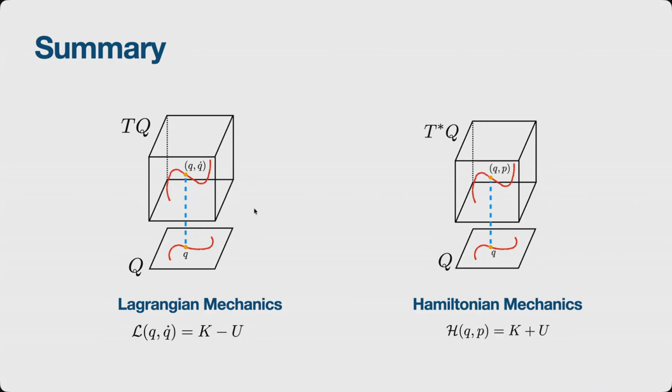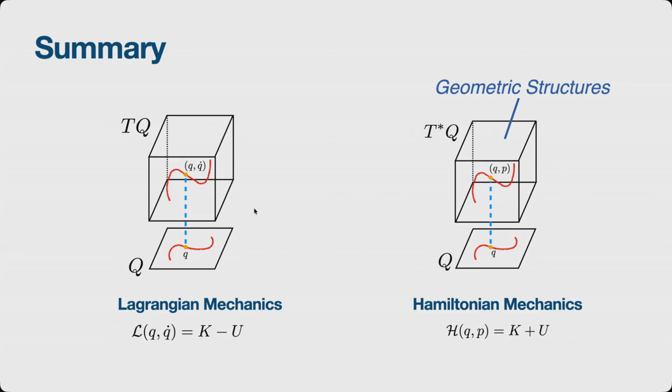Okay, so let's give a very quick summary of what just happened. We talked about Lagrangian mechanics, which describes how physics, F equals ma, can be seen as an optimization problem. And then we talked about how we can move into Hamiltonian mechanics under a geometric view using the Legendre transform.